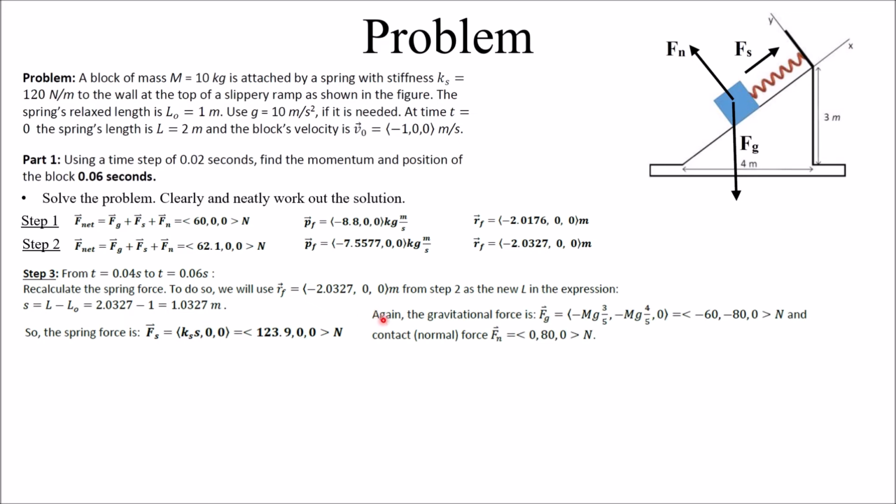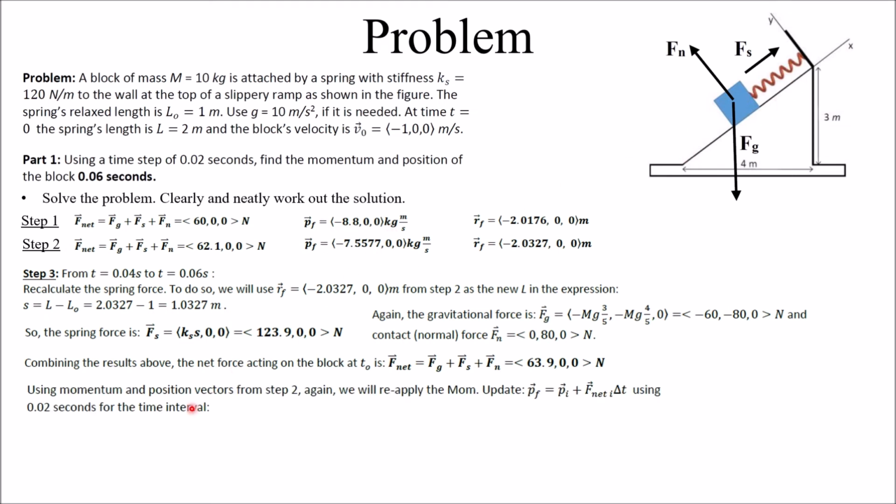That also changes our net force. But remember that gravity and normal force are still pretty much the same. So our new net force will be 63.9 newtons up the ramp. It wants even more to go up that ramp now because we don't want to stretch that spring. The spring wants to get back to its relaxed position. So we'll do our last momentum and position update here.